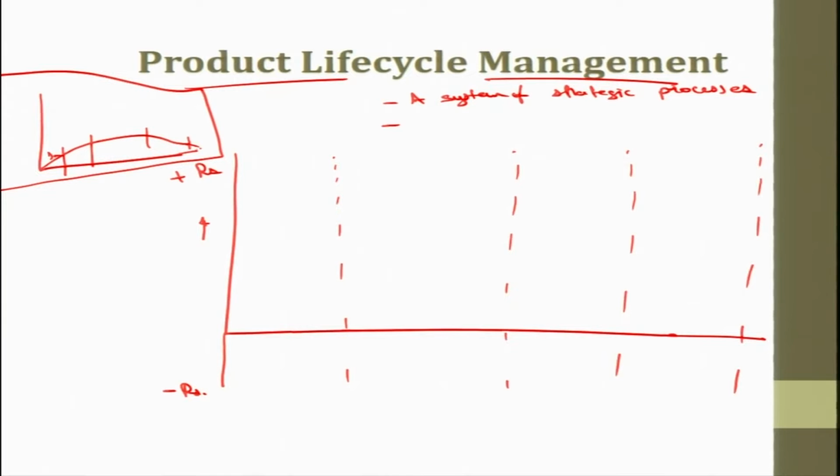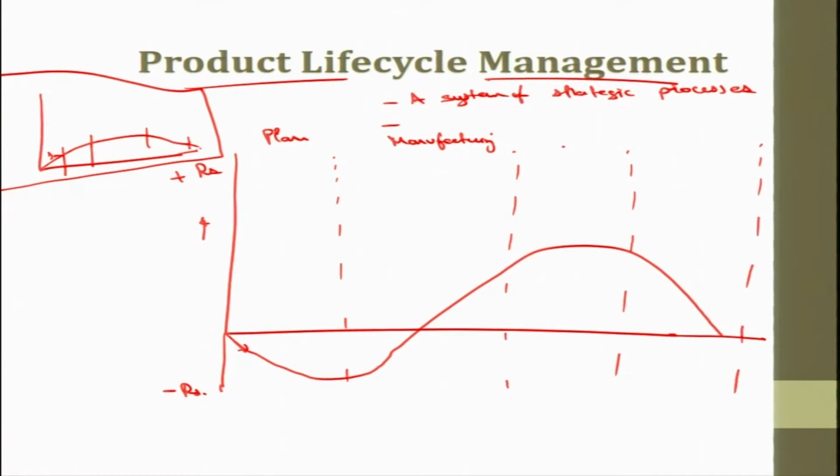So, in product lifecycle management in the present day, this is the kind of curve I am going to draw. It was something like this. Initially, when we are planning, this is the planning stage, second is the manufacturing stage, then the manufacturing can be extended, then before manufacturing, I will put manufacturing at the third point.